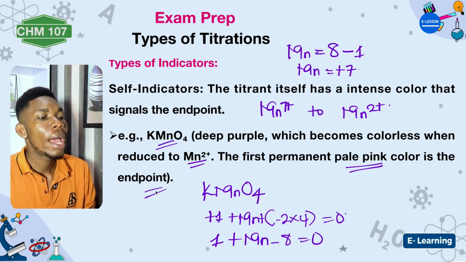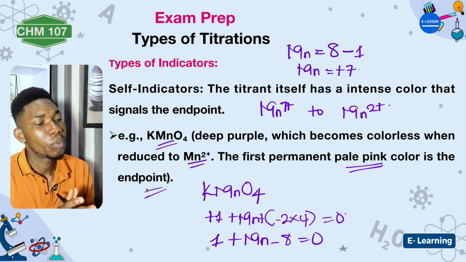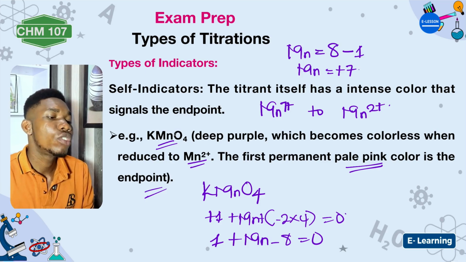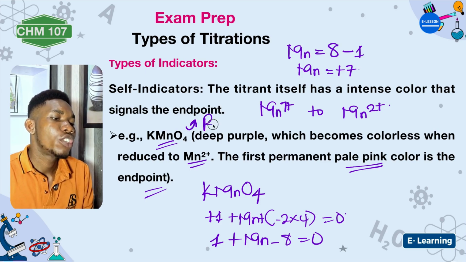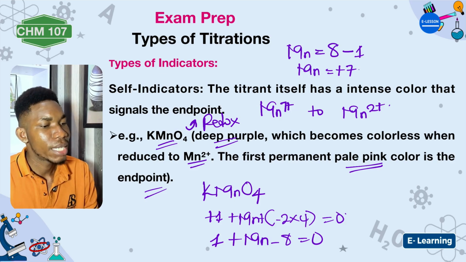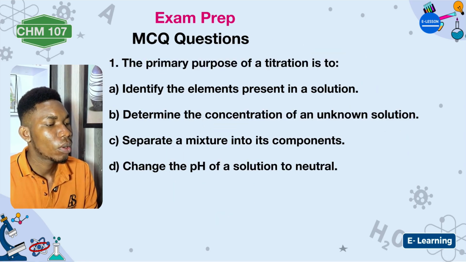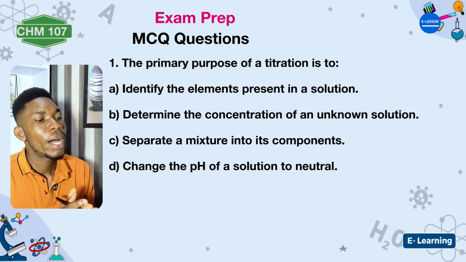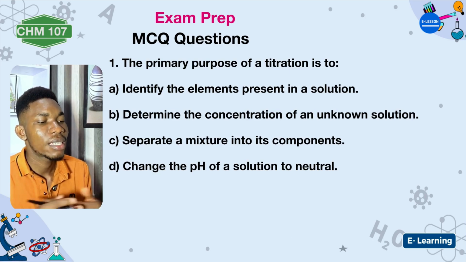Is that okay? But the most important thing you should know is that potassium permanganate is a self-indicator, and it is used in which experiment? In redox titration. And what is the color? The color is deep purple. Please take note of it. Deep purple color.